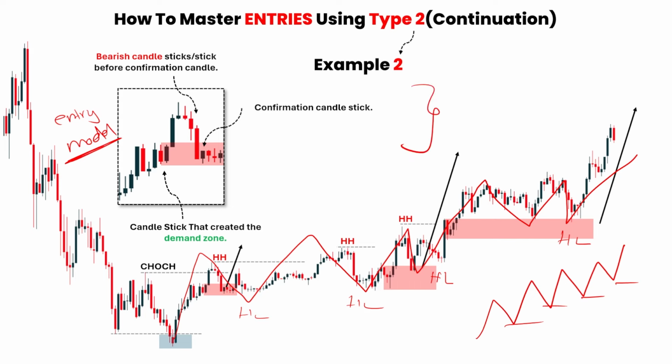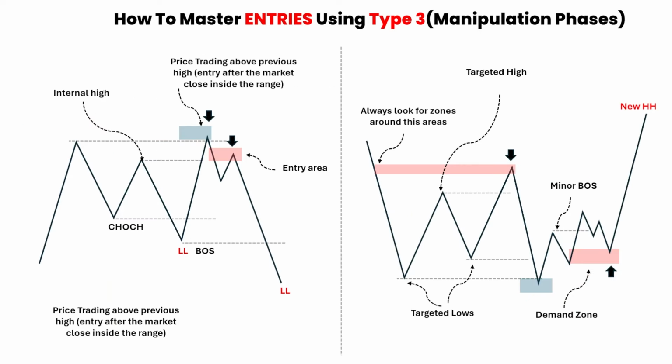Okay, let's move on to another example, which is the type 3 of the entry model. In this section of the video, we're going to talk about manipulation phases. This is where price gets very tricky, because you will see a high being broken, and then you have an internal low that is broken, and then you have a low that is broken too, but price just keeps messing with your brain.